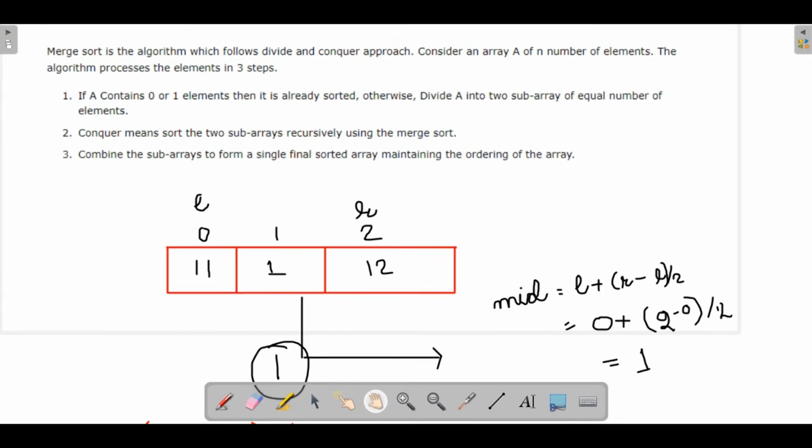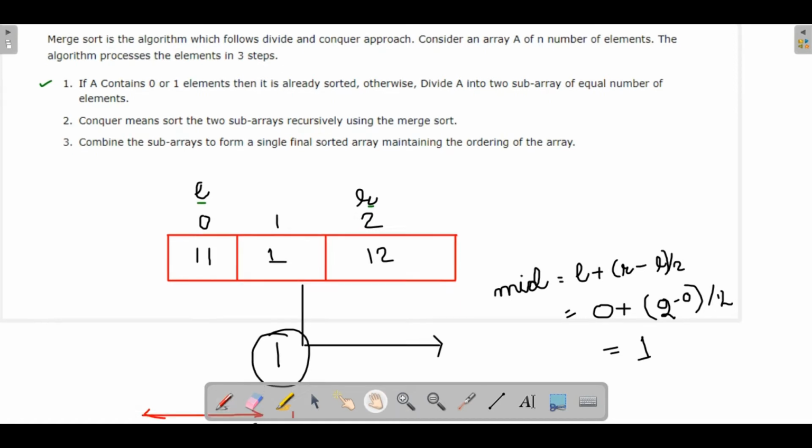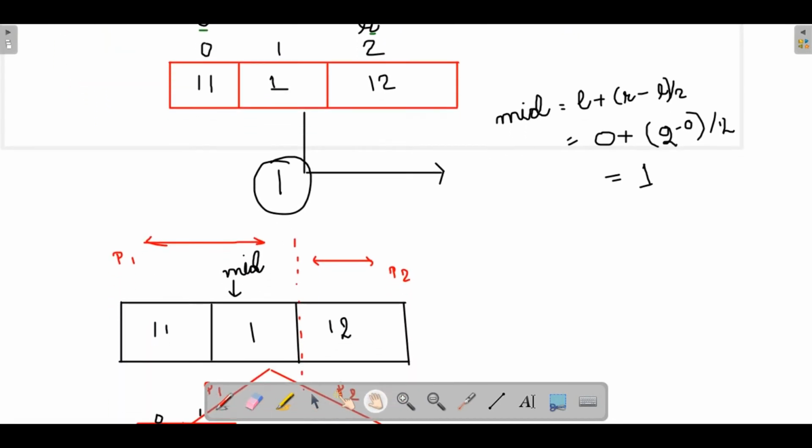What does our first condition state? Our first condition states that there must be more than one element. We are having three elements, so calculate the mid as left plus right minus left by 2. Left is 0, right is 2. Calculate the mid, which comes out to be 1. This is your first step. Now your mid is at position number 1, your mid is here. Understood? So now your array will break from this point.